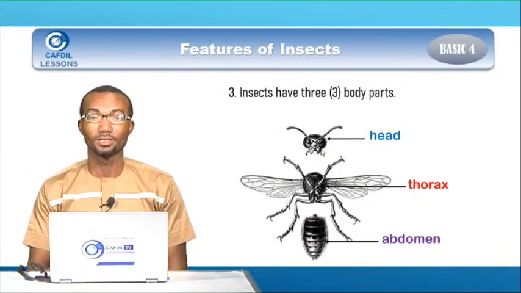So see how it has been divided. Head, thorax, the middle part, and then the abdomen. So insects have 3 body parts: head, thorax, and then abdomen.